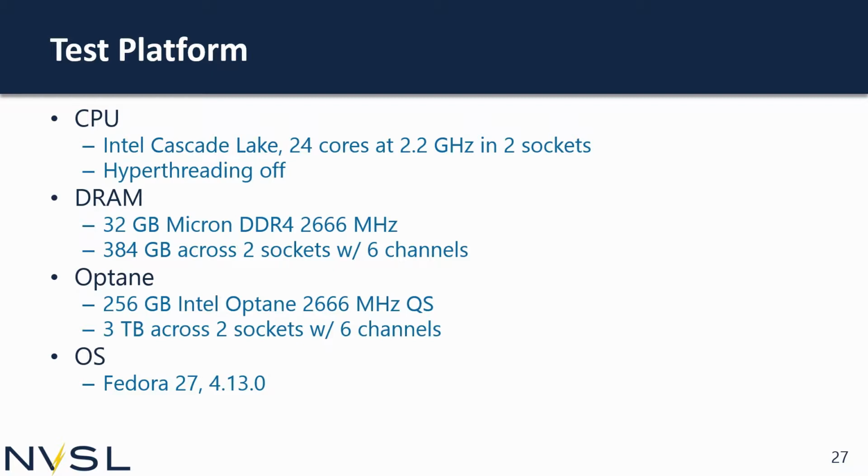This is our test platform. I don't think there's a lot to say about it. I guess if there's any questions, just briefly, we had a total of 384 gigabytes of DRAM across our 2 sockets, each with 6 channels, and 3 terabytes of Optane across 2 sockets with 6 channels. And this is the new Intel Cascade Lake. So we had 24 cores, a total of 48 cores in 2 sockets.